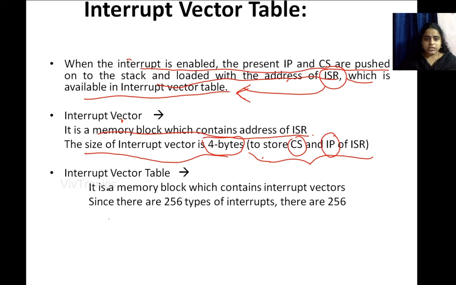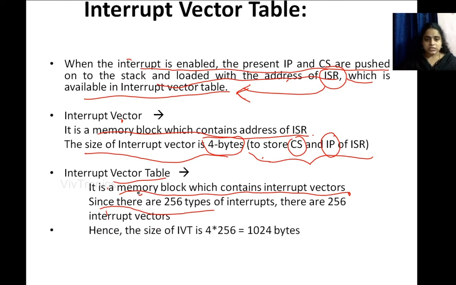So what is the interrupt vector table? It is a memory block which contains interrupt vectors. A group of interrupt vectors together forms the interrupt vector table. Since there are 256 types of interrupts, there are 256 interrupt vectors. So the total interrupt vectors of 8086 are 256. Since each interrupt vector is 4 bytes, 4 into 256 is 1024 bytes.